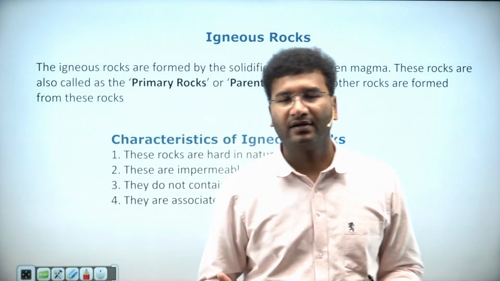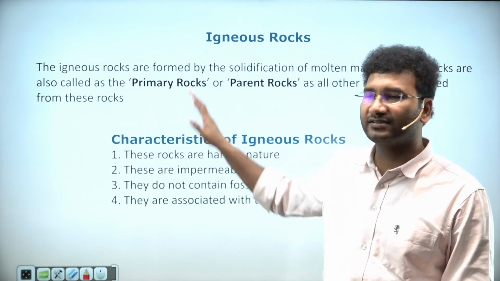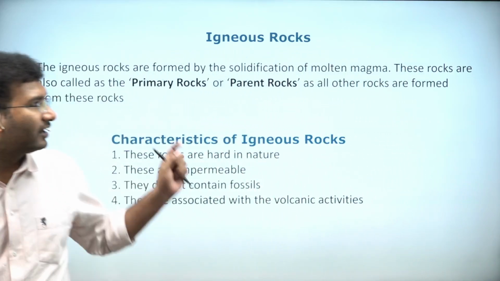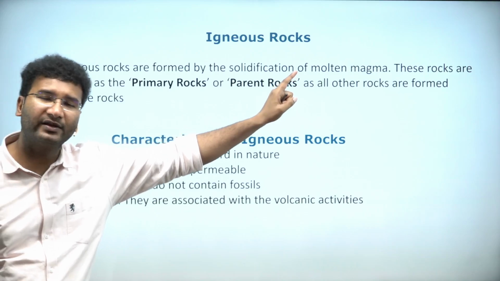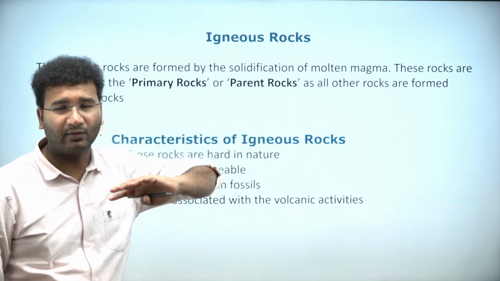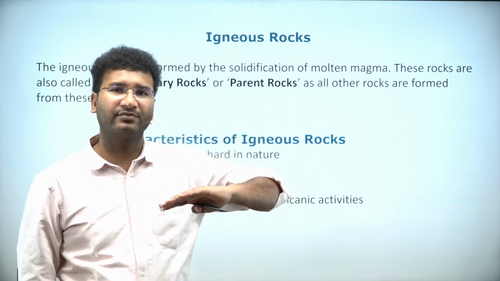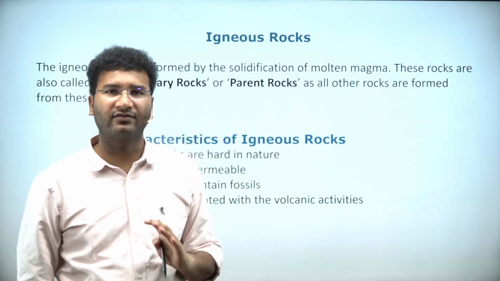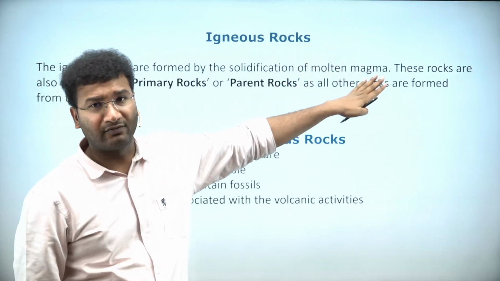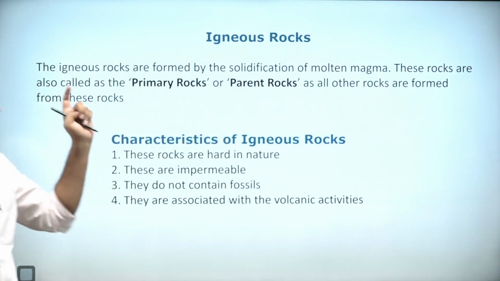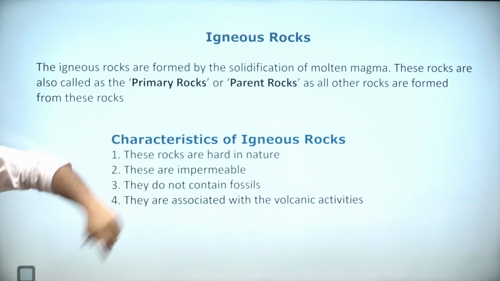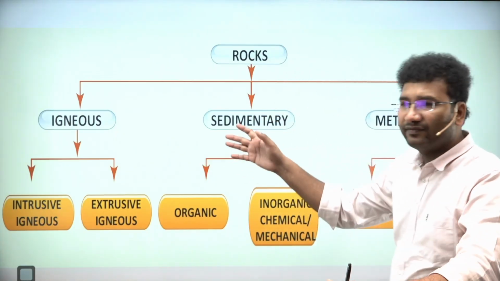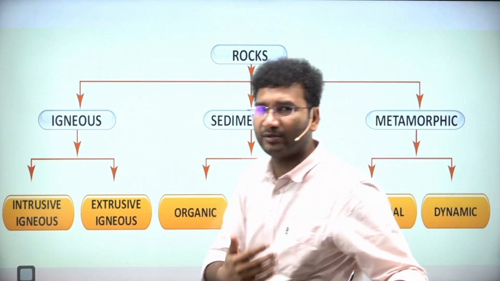I'll discuss them in a detailed manner, but first let's read the literature given in the books. The igneous rocks are formed by the solidification of molten magma. Okay, I already said what the difference between magma and lava is. Lava is when it is poured out onto the surface. Magma is when it is within the interior of the earth. It can be magma or lava. These rocks are also called the primary rocks or parent rocks, as all other rocks are formed from these rocks. Yes, you know that there are three different types of rocks: igneous rocks, sedimentary rocks, and metamorphic rocks.